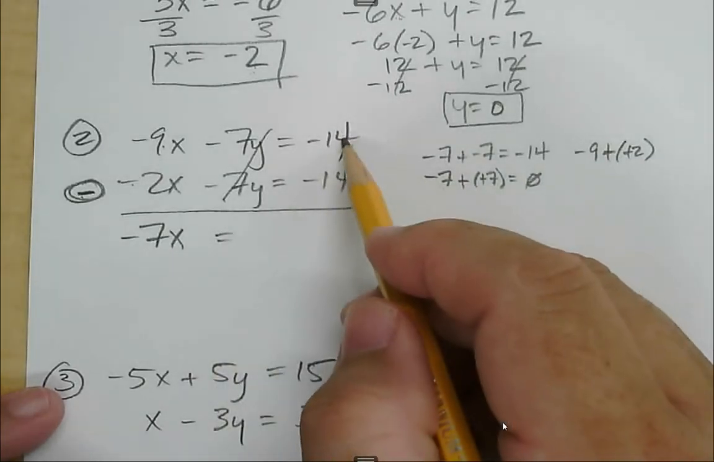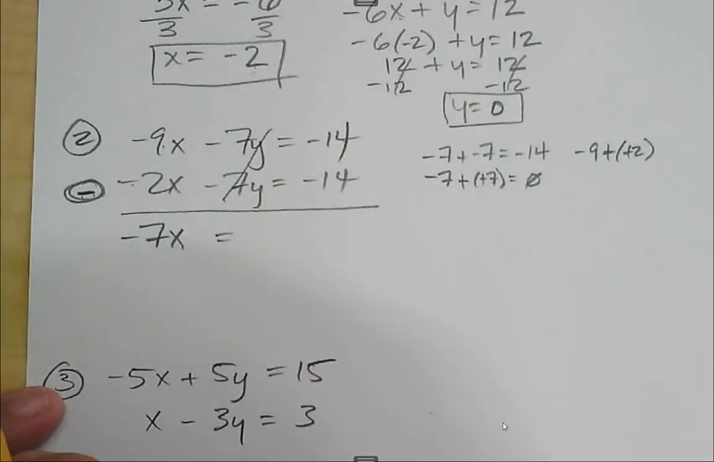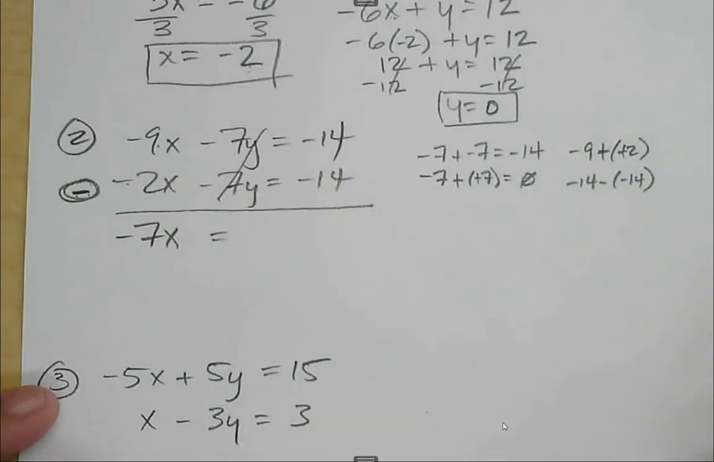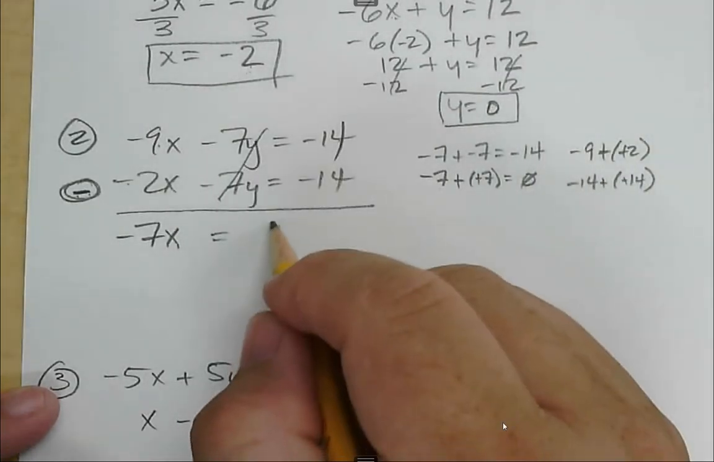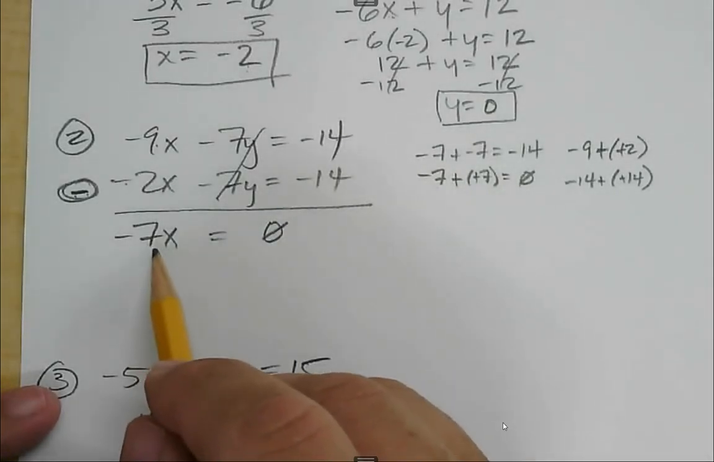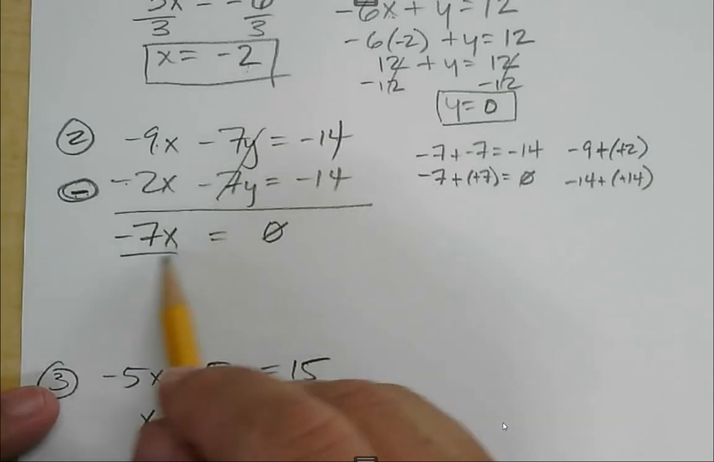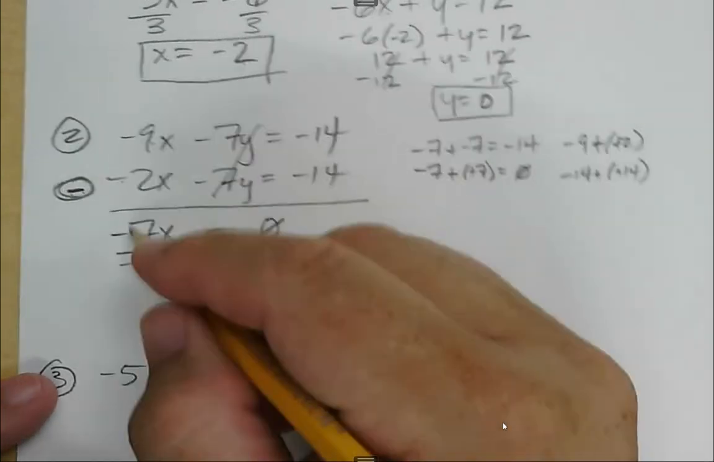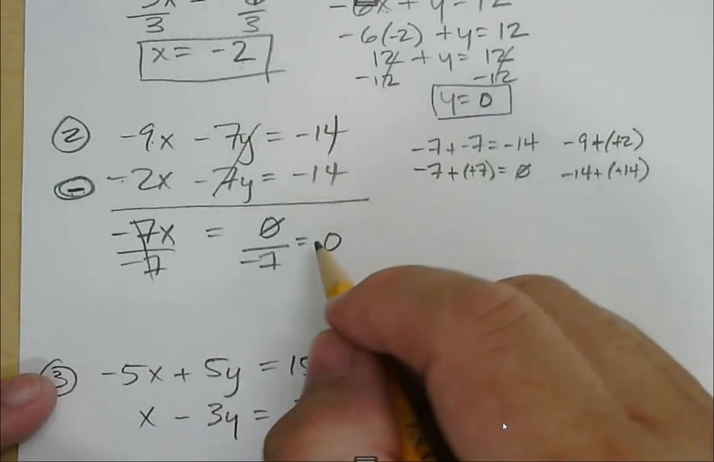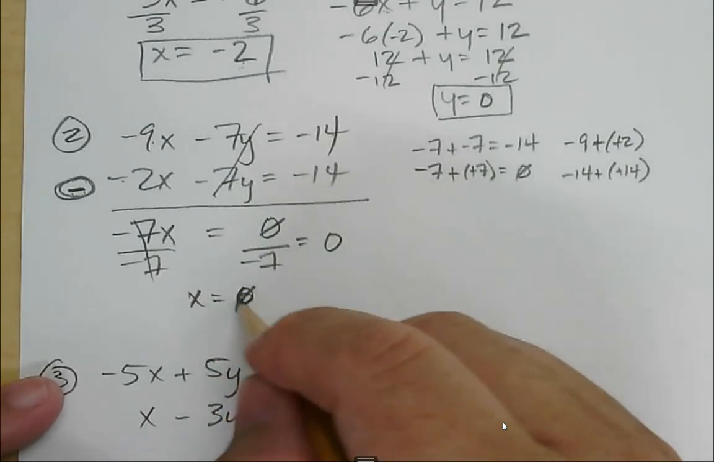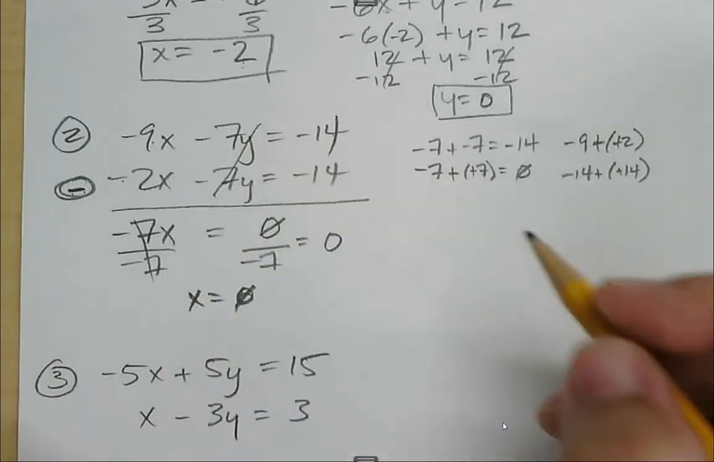And then we have -14 minus a -14. So again, keep, change, change. -14 plus 14 equals 0. Which means now I still need to get rid of this -7, which means I need to divide by -7 on both sides. And what is 0 divided by -7? That gives me 0. So in this case, x equals 0. And again, that's okay to get an answer of 0. That will happen from time to time, okay?